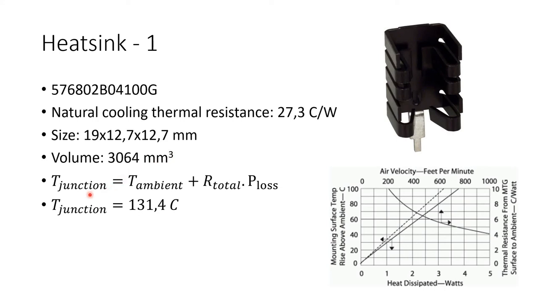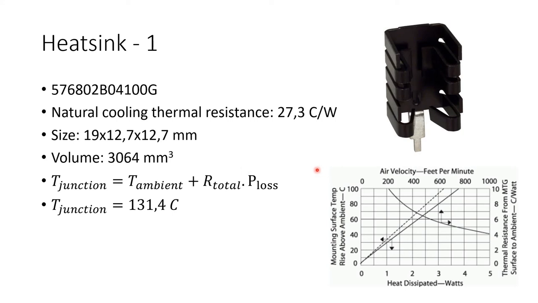When we use this thermal resistance to calculate the junction temperature, we find that the junction temperature will be around 130 Celsius if we use this heatsink, which is above our set limit of 100 Celsius.